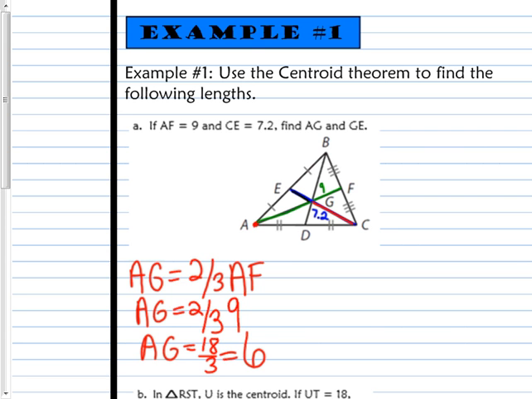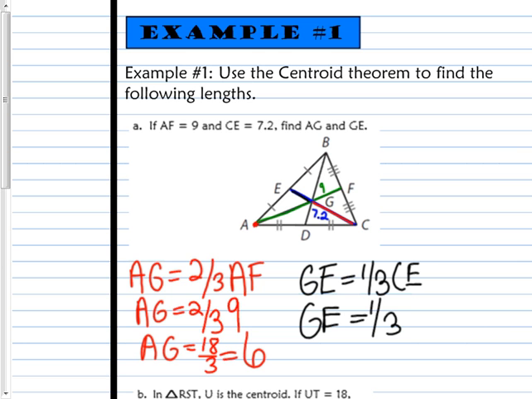So GE is 1/3 of CE. Okay, so GE is 1/3 of 7.2. So you should be able to plug that into a calculator and find what is 1/3 of 7.2. Pause the video, find the answer.